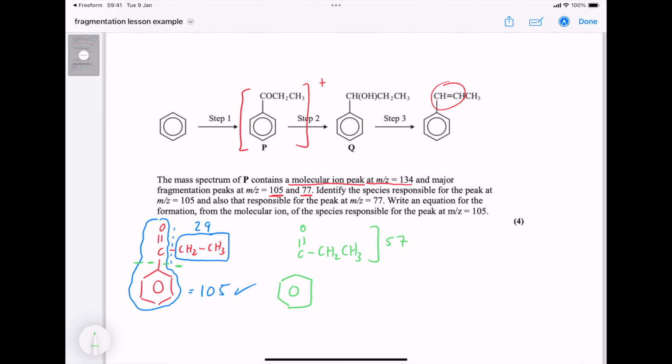But what about what's left there? So let's add this up. So there is our answer. That fragment is C6H5. So we have identified the two fragments that they want.